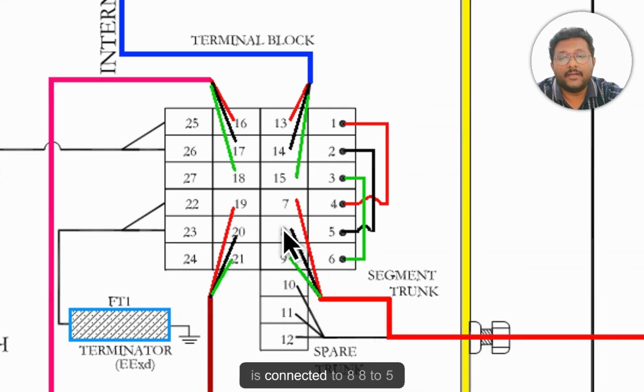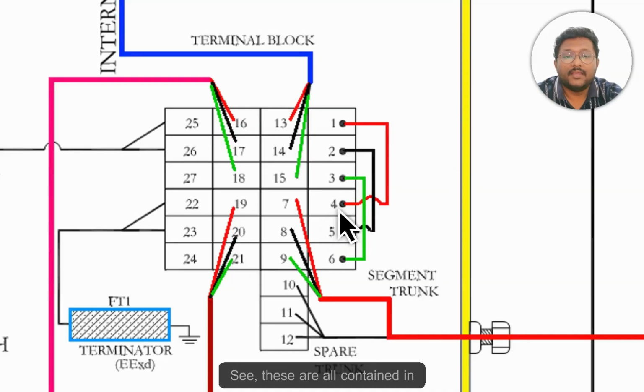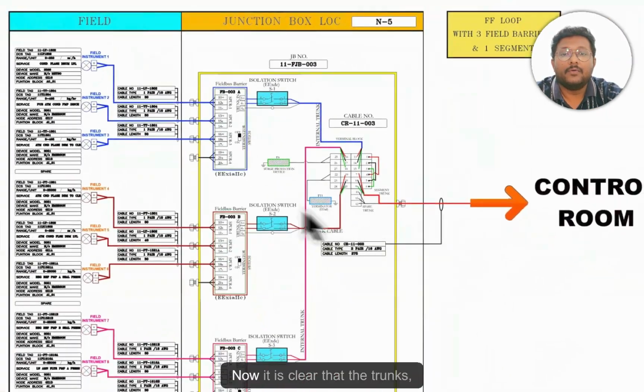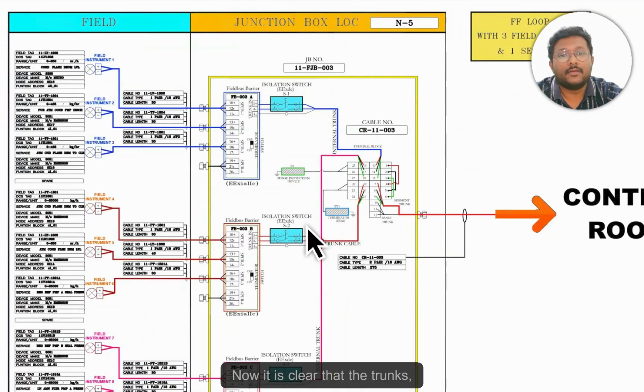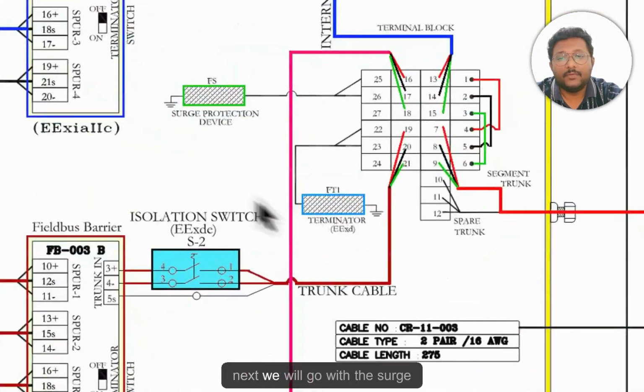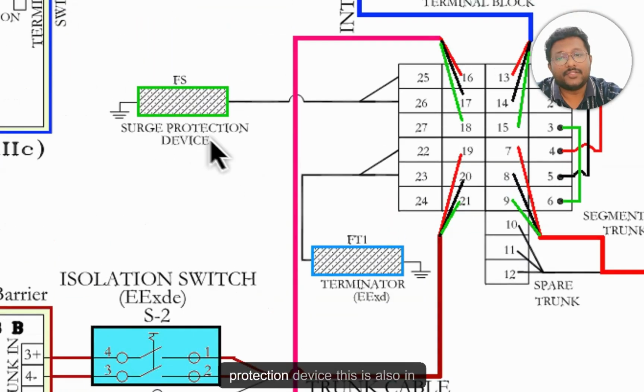Again, the negative is connected to 8, 8 to 5, 5 to 2, 2 to 14, or 8 to 20. Again, shield 9 to 6, 6 to 3, 3 to 15, 15 to 18, or 9 to 21. See, these are all connected in parallel, simply using internal jumpers and external jumpers. Okay, clear? Now it is clear that the trunks, 1 number, 2 number, 3 number, all are connected in parallel. Clear? Next, we will go with the surge protection device.